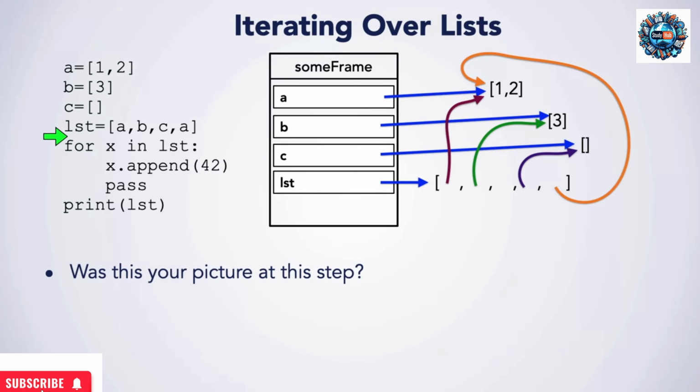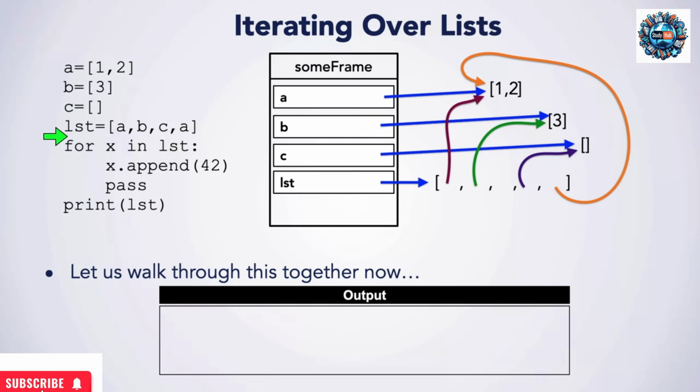Here is the picture you should have after the first 4 statements. We have made 4 lists in the heap. The first 3 are pointed out by A, B, and C. The fourth one has references to each of those lists. Now let us walk through this code.